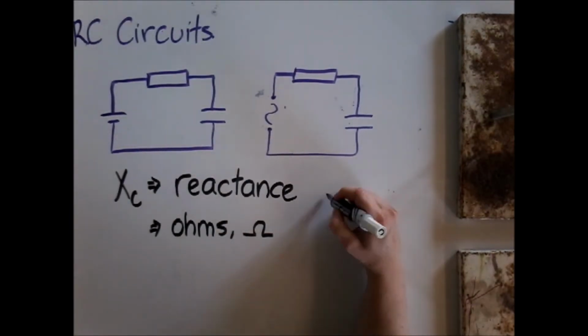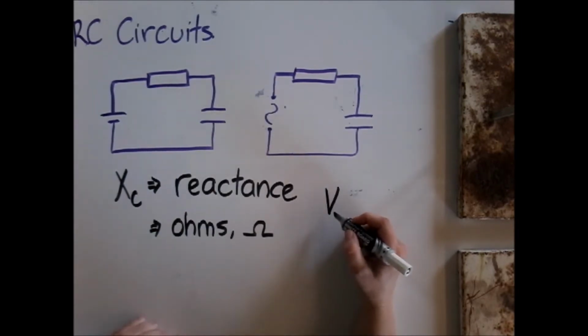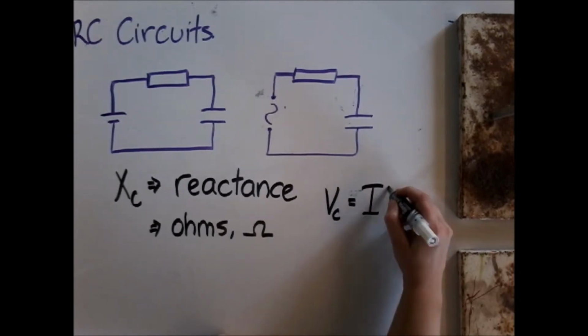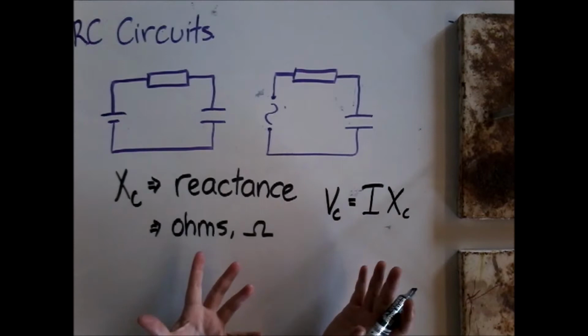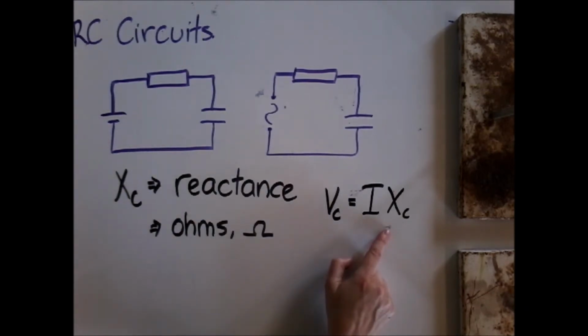And we can use Ohm's law with it, where we say that the voltage across the capacitor is equal to the current that flows through it times the reactance of the capacitor. So Ohm's law now can be applied. But here's the thing, how do we work out the resistance of the capacitor? It's not always very convenient to plug it in and try and figure this thing out.